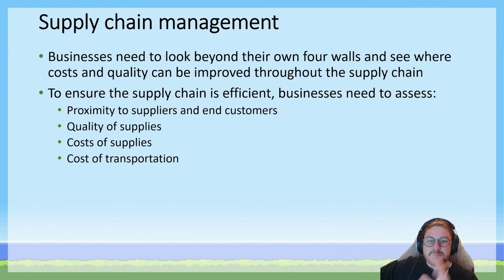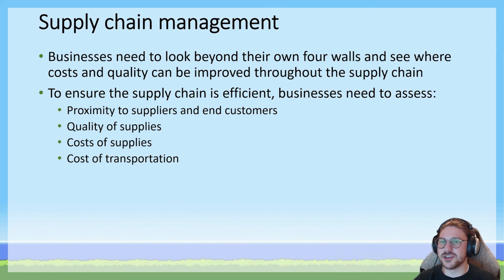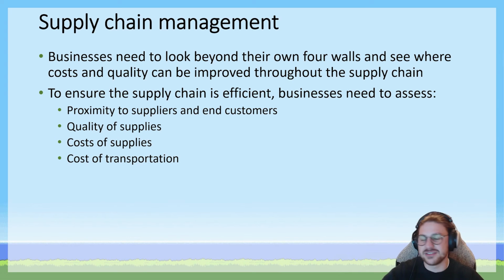It's important, as part of supply chain management, that business managers are looking at the proximity of suppliers to themselves and to their end customers. It might be that your suppliers are all located in one region of the planet and you've got customers in that region of the planet, so it might make sense as part of your supply chain management to set up overseas manufacturing in that region to take advantage of decreased transportation costs from supplier to your business to your customers.